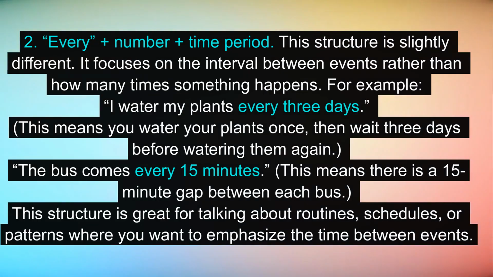2. Every plus number plus time period. This structure is slightly different. It focuses on the interval between events rather than how many times something happens. For example, I water my plants every 3 days. This means you water your plants once, then wait 3 days before watering them again. The bus comes every 15 minutes. This means there is a 15-minute gap between each bus. This structure is great for talking about routines, schedules, or patterns where you want to emphasize the time between events.